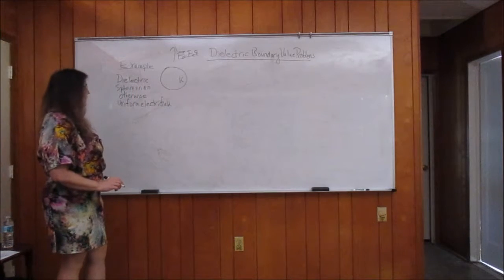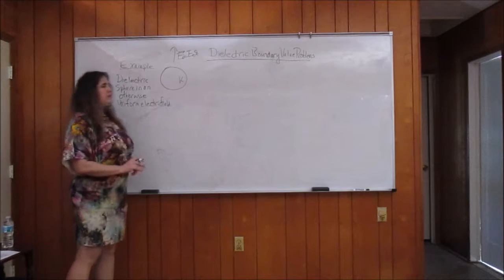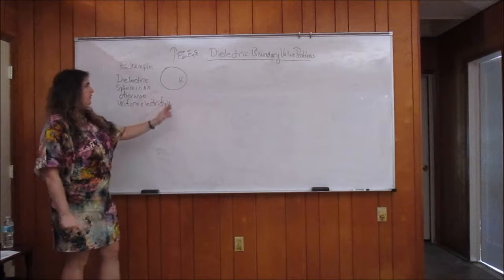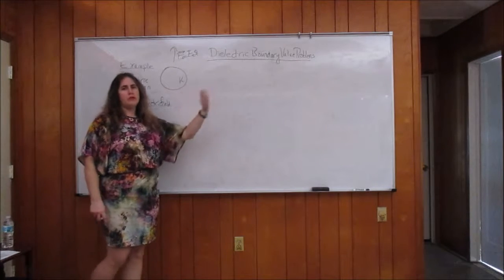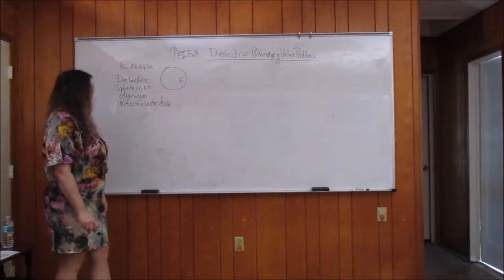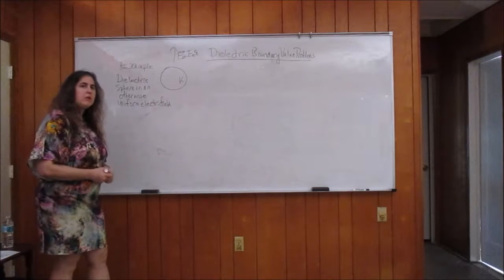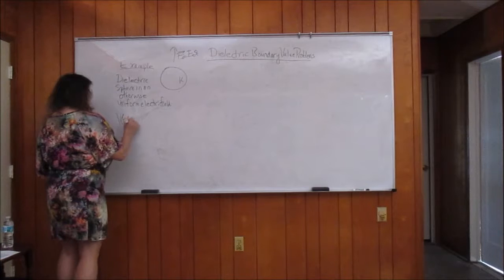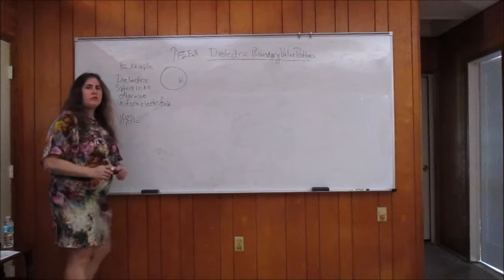So where do I begin? If this problem seems familiar to you, it should. We worked an example where we had a grounded conducting sphere placed in an otherwise uniform electric field. So how we tackled that problem was to write down an expression for the potential.